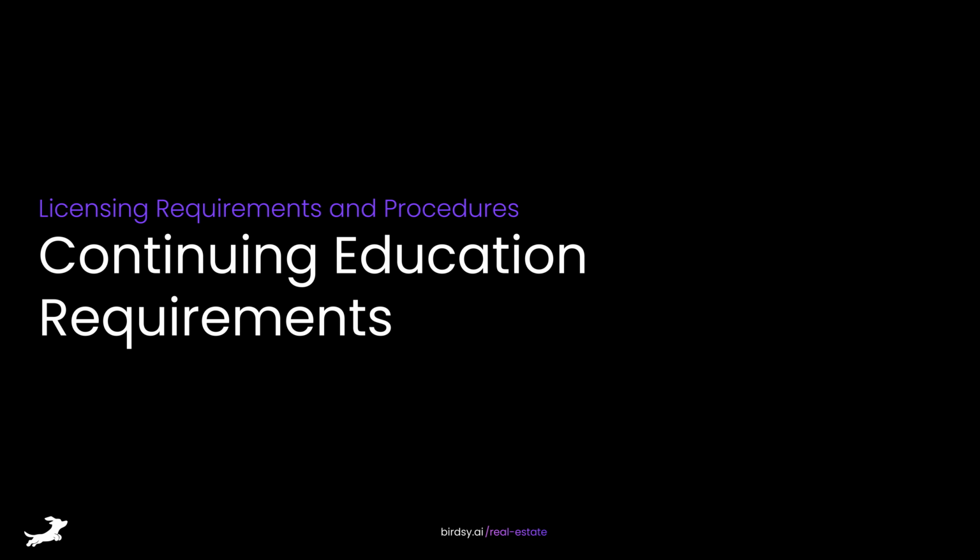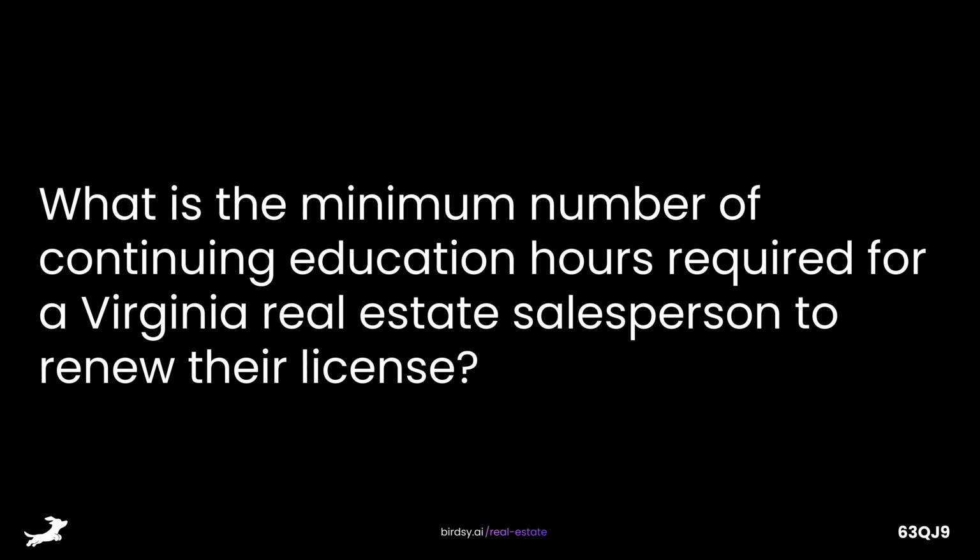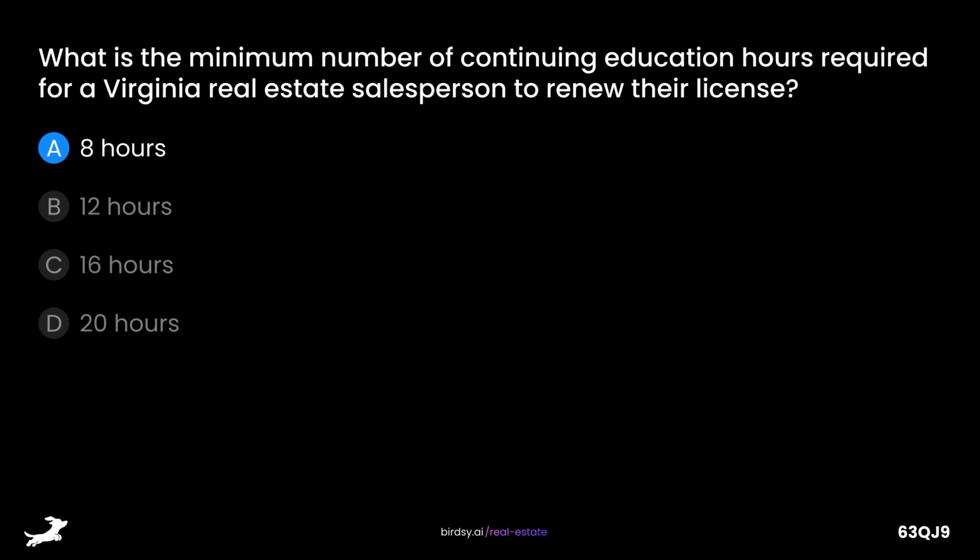Continuing education requirements. What is the minimum number of continuing education hours required for a Virginia real estate salesperson to renew their license? Is it A, 8 hours, B, 12 hours, C, 16 hours, or D, 20 hours? The answer is C, 16 hours.